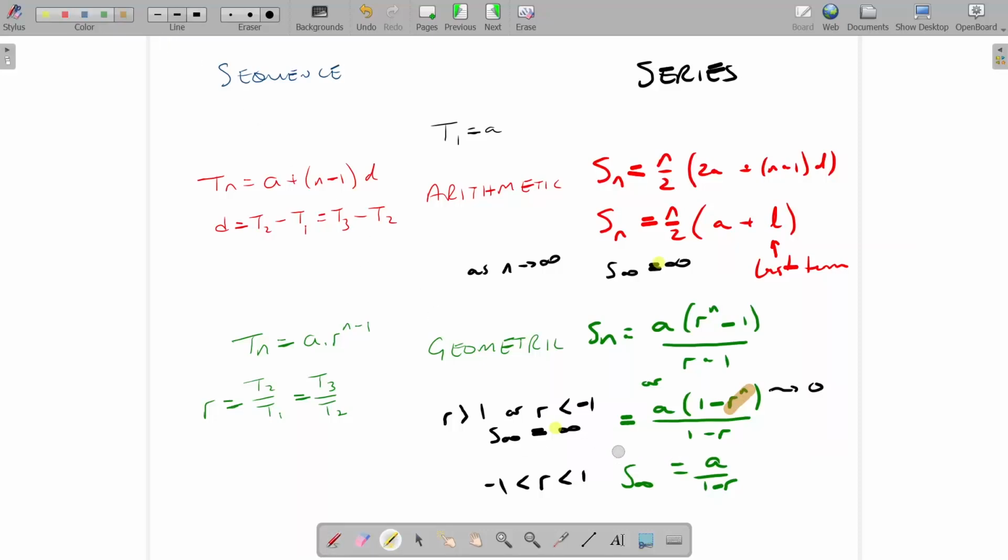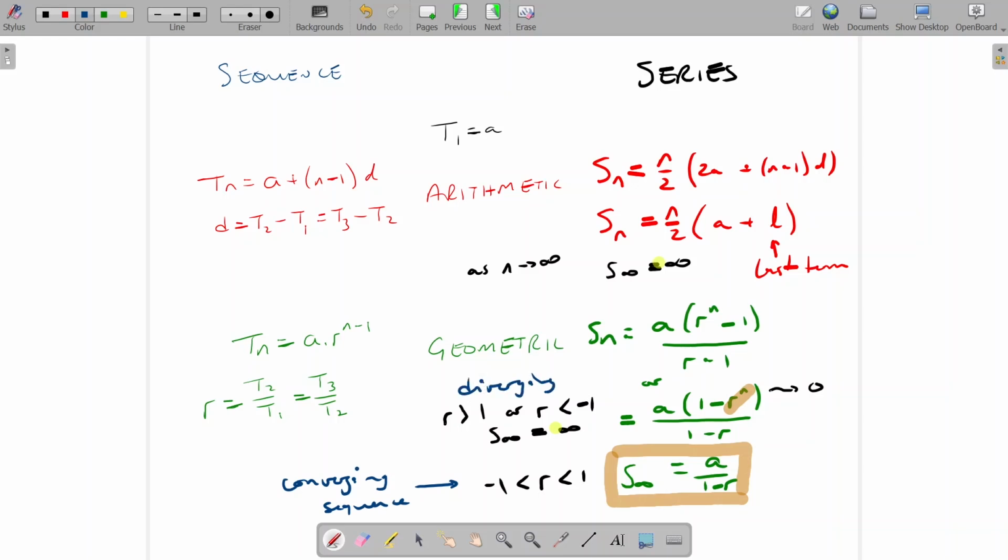So what we have now is a formula that, under specific conditions, lets us work out the sum to infinity. Again, because we're in a chapter where they've changed the language, they talk about this as a converging sequence. And if that is converging, then this upper one would be what we call diverging.